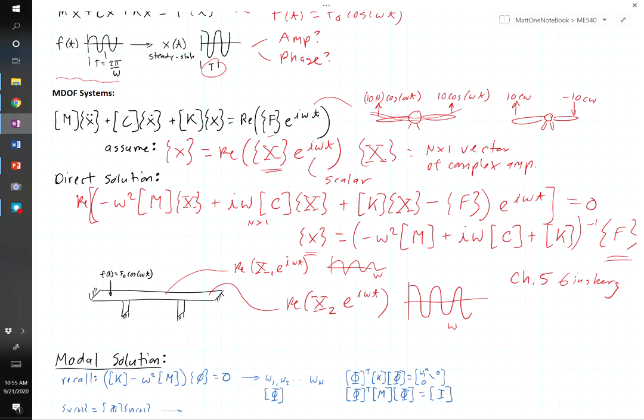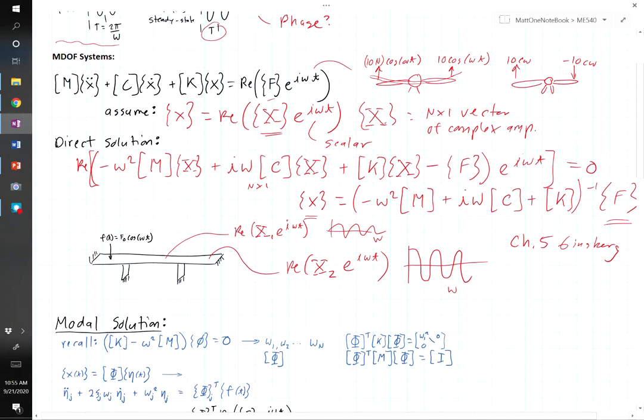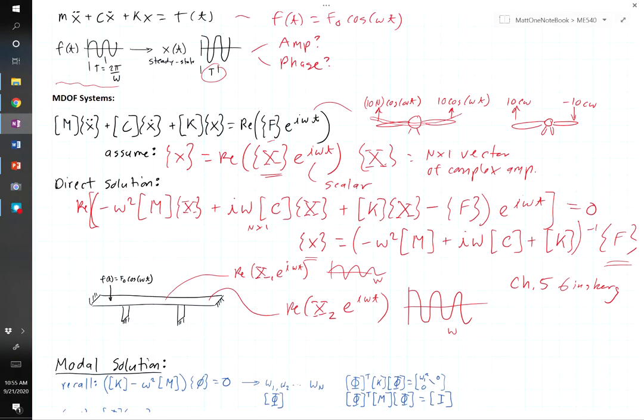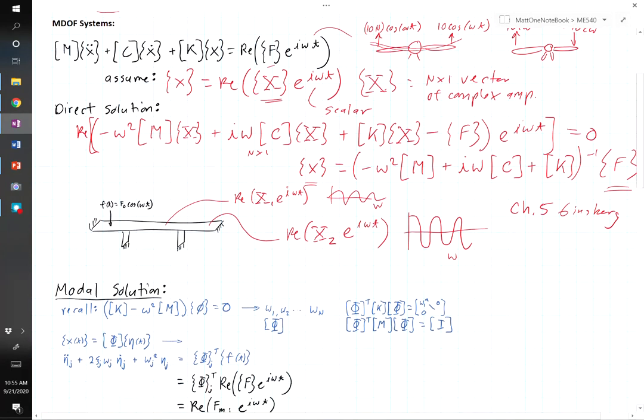So this is an easy way to solve. The one thing this doesn't really do for us is give us a lot of insight as to what's going to happen. You know, what frequencies will cause this bridge to have really large amplitude vibration? How could we know that? How can we anticipate that?